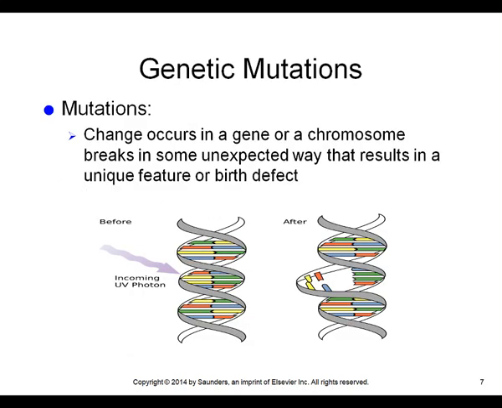All right, so a mutation is a change in a gene or a chromosome that results in a unique feature or birth defect. For example, UV light is something that can mutate DNA. How it does that is it changes the sequence of nucleotides in the DNA. And any change to the DNA is called a mutation. There are certain things that can cause mutations, but a lot of mutations just occur randomly.